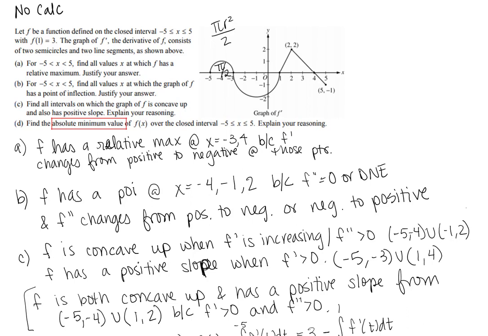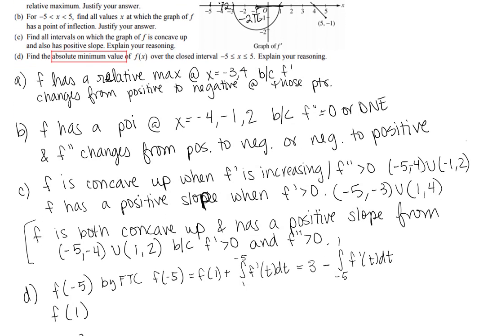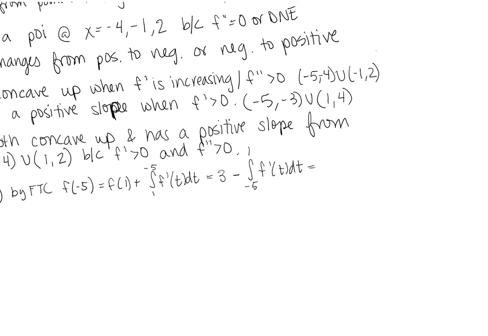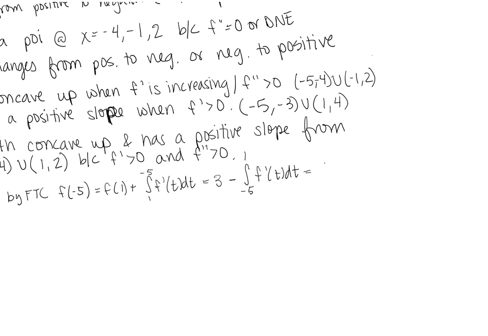And then for this area, we have a radius of 2. So it's going to be 4 pi over 2, or -2 pi because it's underneath the axis. So I'm going to come down here and say that this is going to be equal to 3 minus pi over 2 minus 2 pi.